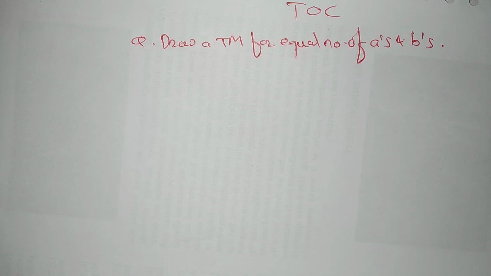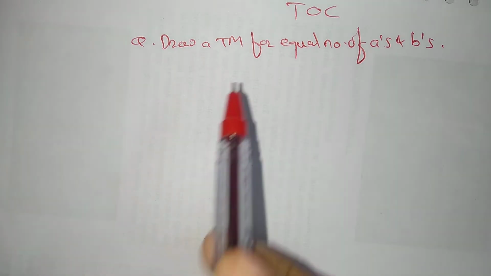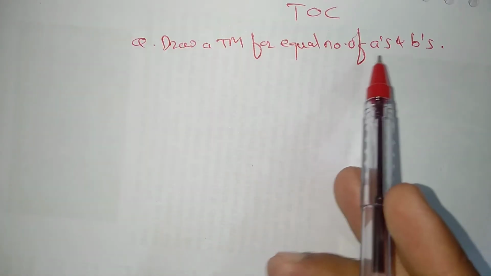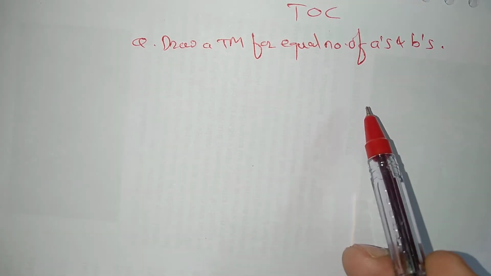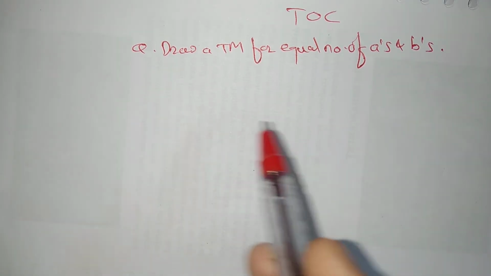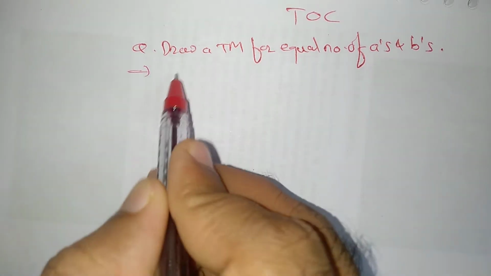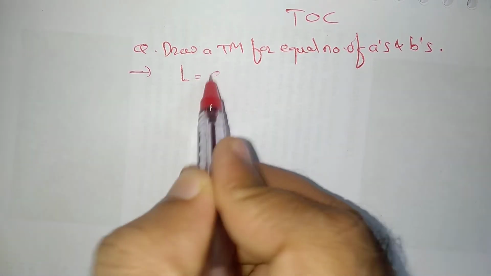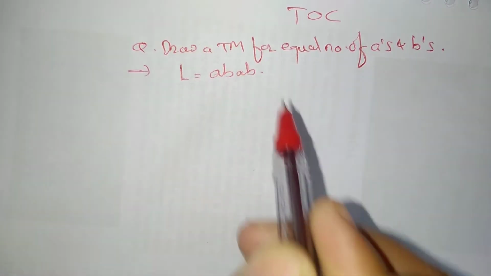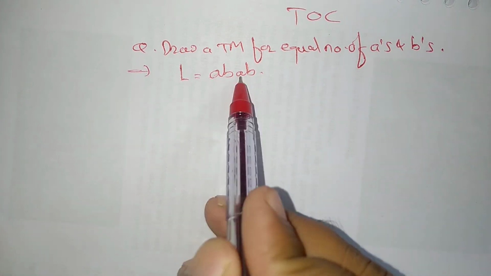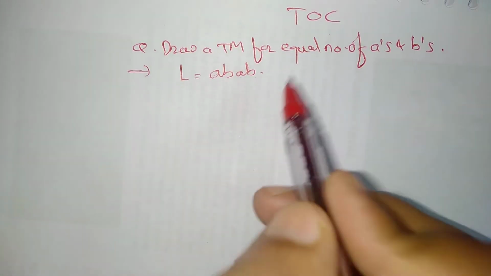Hello, in this lecture we are going to see a problem on Turing machine under the TOC. Draw a Turing machine for equal number of A's and B's. That means the very first task is to define a language. The language may be ABAB. We can find equal number of A's and equal number of B's are there.